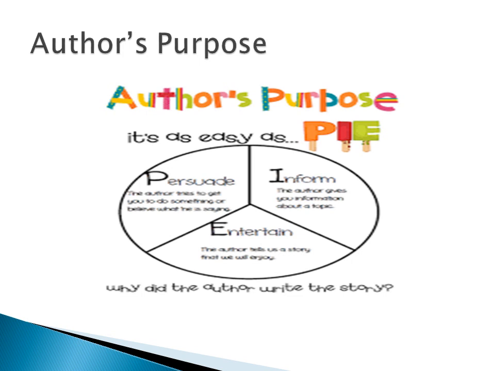Author's purpose is as easy as pie. What does the acronym PIE mean? P stands for persuade, I for inform, and E for entertain. That's the PIE. Why did the author write this story? It's because of the PIE: persuade, inform, and entertain.